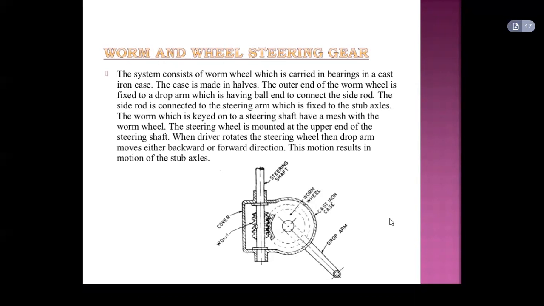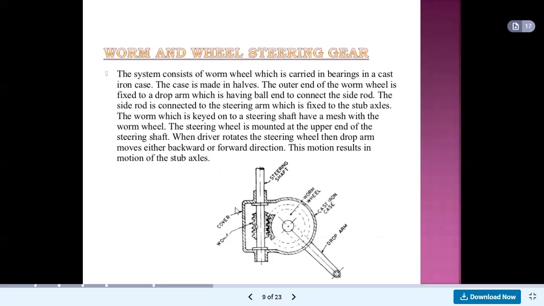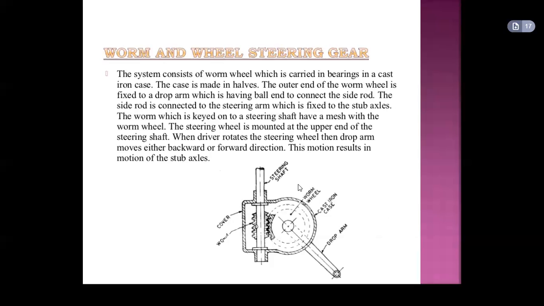As the worm wheel rotates, it is attached to the different linkages. Then the cast case is available, then the drop arm is available, and the cover is available. All these components are related to the system. Then the drop arm is moving, and due to that action, it gets working. The system consists of a worm wheel, which is carried in bearings in a cast iron case. The case is made in halves. The outer end of the worm wheel is fixed to the drop arm, which has a ball end to connect the side rod. The side rod is connected to the steering arm, which is fixed to the stub axle.